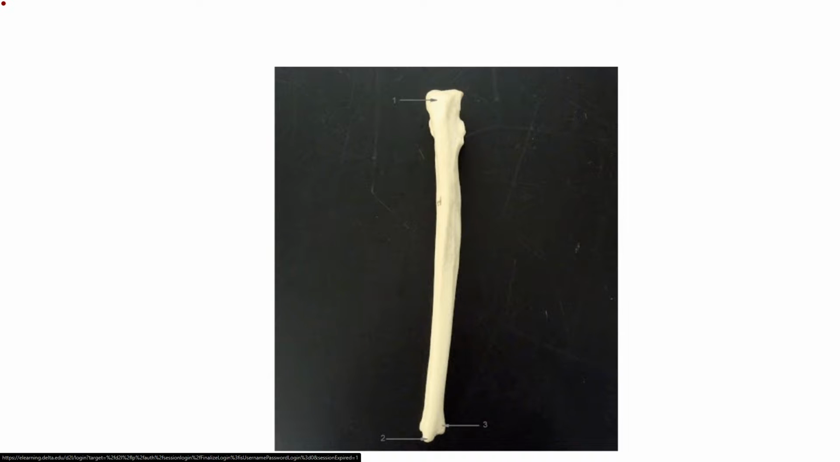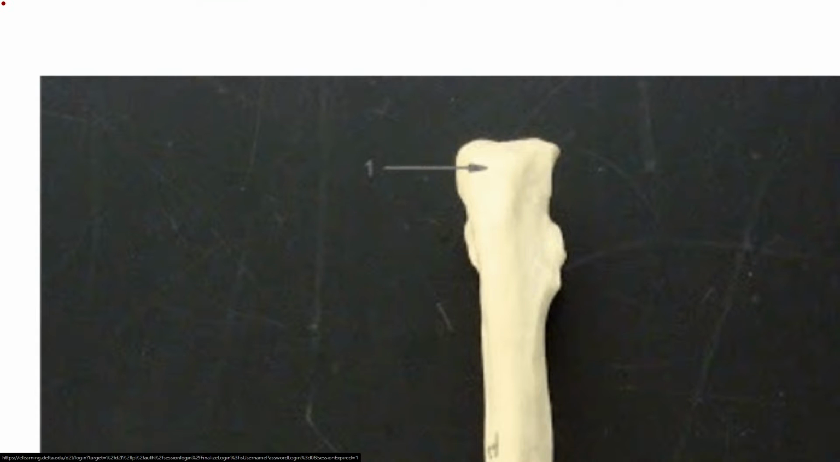Okay, this is the other side. So this is the olecranon process, and this is the side I like to show it on, that knob sticking off the back here. And then we go down and you see that little point down here? That's the styloid process.